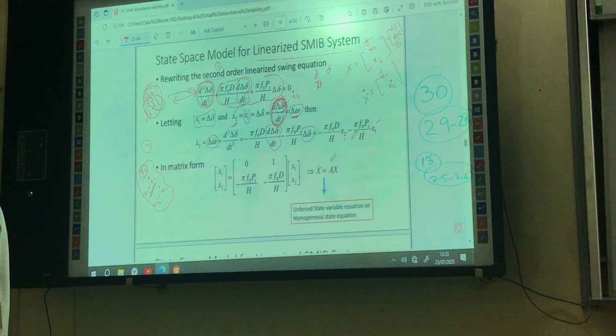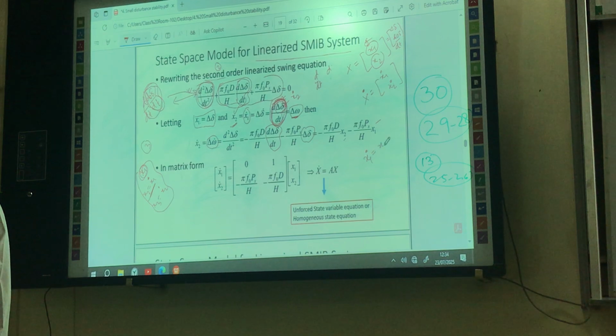Sir, can you repeat a little? Okay, a little repeat. First we have found the values of x1 and x2. So x1 is del delta, x2 is d del delta over dt. Now also we have found the capital S dot, that will be the x1 dot and x2 dot. We know the x1 dot. What is your x1 dot? It is simply x2. And you have to find the x2 dot.